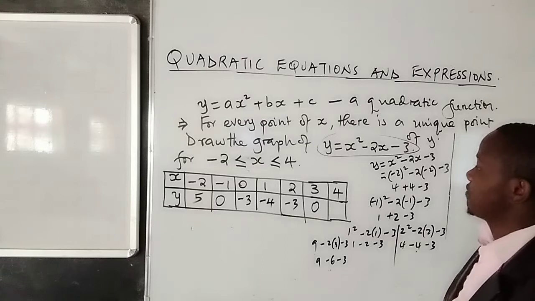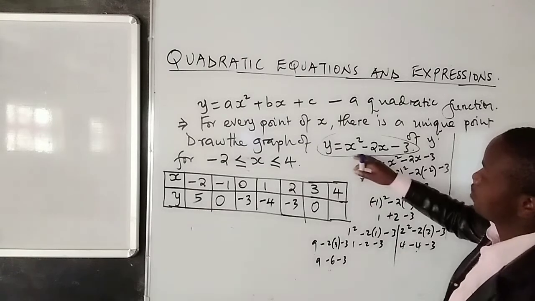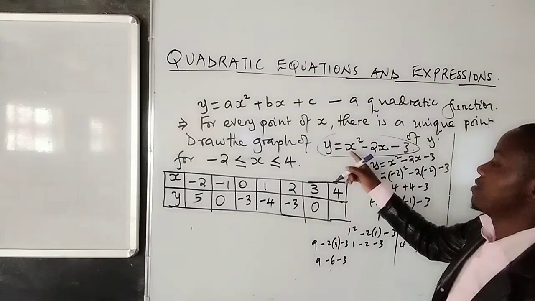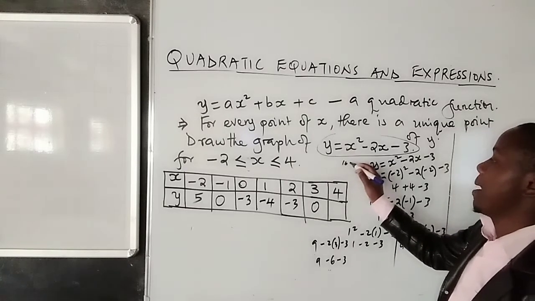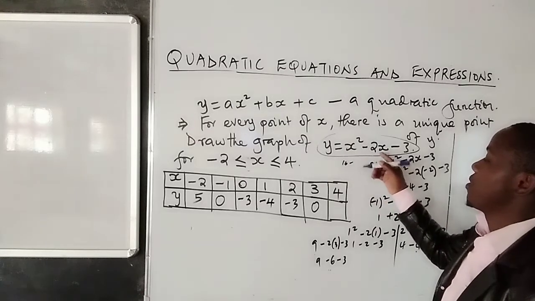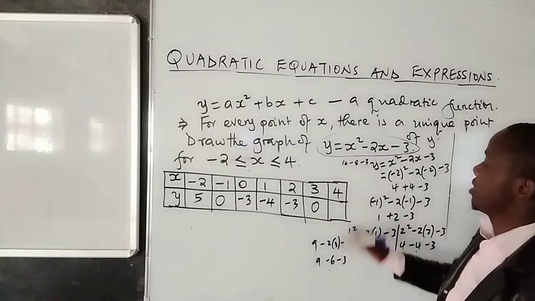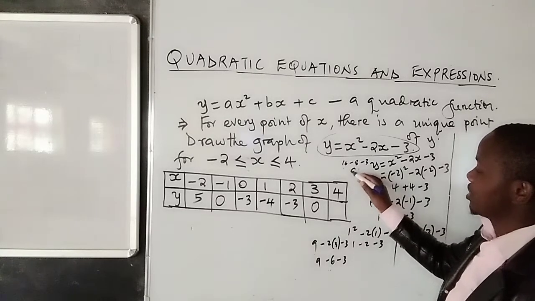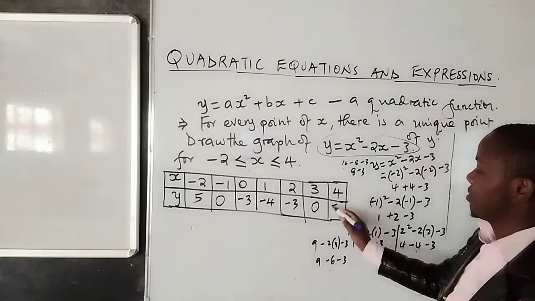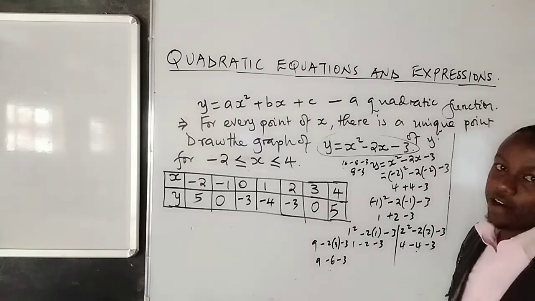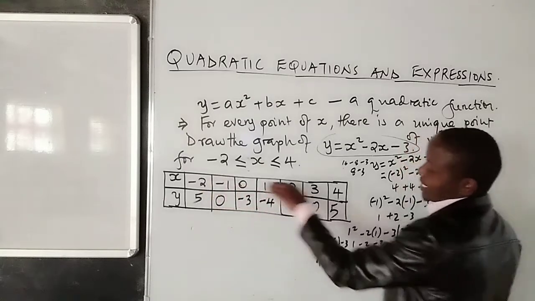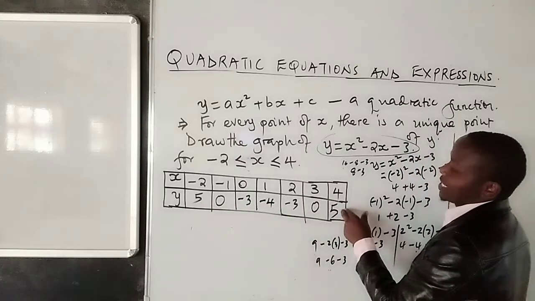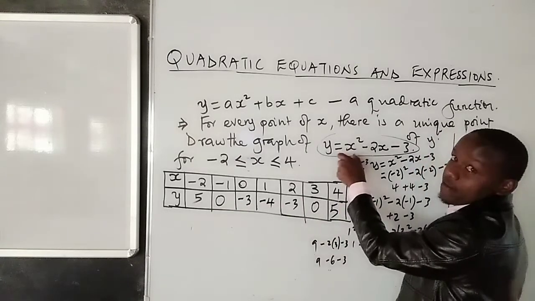Lastly, when x is 4, we substitute 4 in the function. 4 squared, we get 16, minus 2 times 4, we get 8, minus 3. Therefore, 16 minus 8 we get positive 8, minus 3. This gives us a 5. Now, for the values of x provided, we have gotten the corresponding values of y by substituting the values of x in the given function.